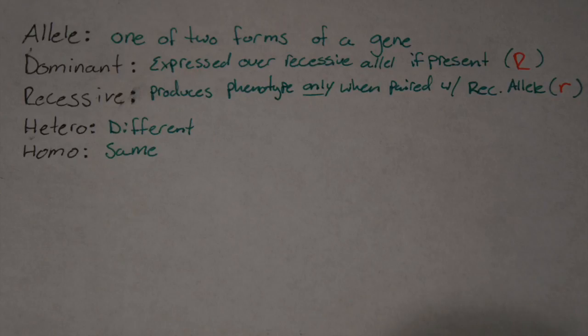So we can have a dominant phenotype. However, the genotype for this case is going to be a capital letter. I'm going to use R. You may also have the recessive allele, which produces the phenotype only when paired with another recessive allele. So you may need to have two recessive alleles to express that trait. I'm going to use a lowercase r for today's lab. And one more vocab review: hetero means different, homo means the same.